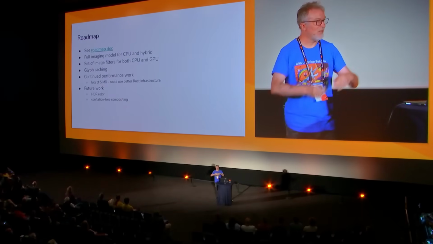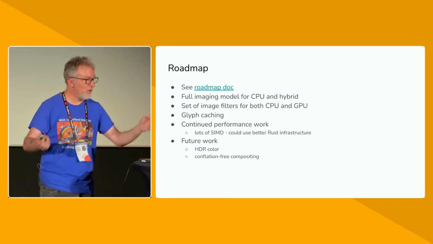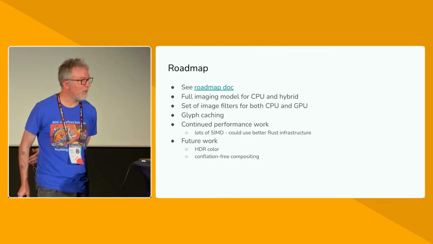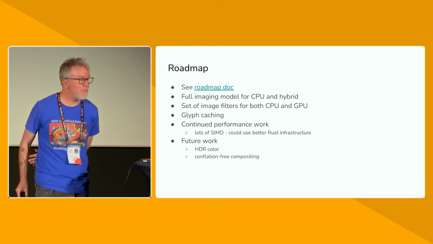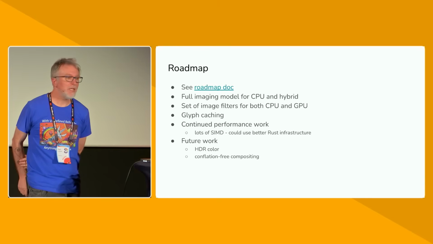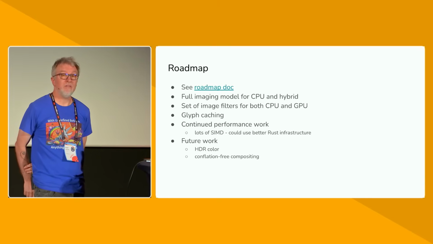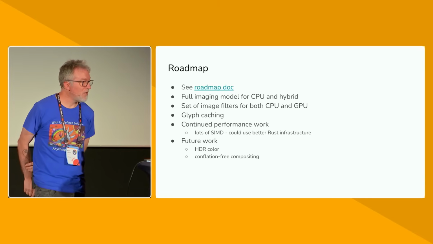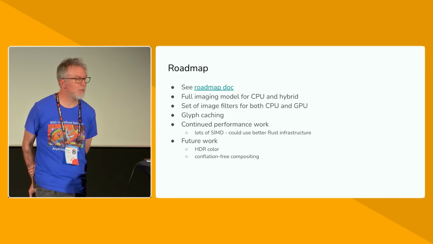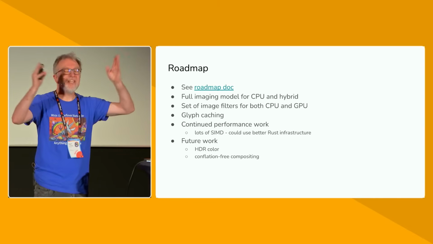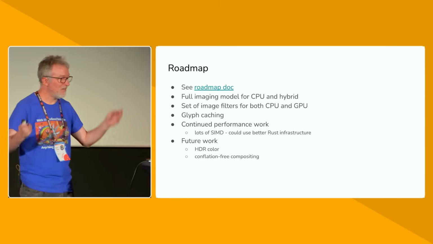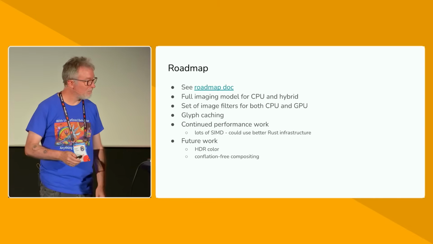Roadmap, we have, of course, a lot of ambitious stuff we want to do. There's a full roadmap doc that you can go to. We want to really complete the imaging model. It's really almost done for CPU, but really complete it on hybrid. Build a set of image filters for both the CPU and the GPU modes, things like blur and stuff like that. Obviously, we want to do a lot of performance work, including the glyph caching, and then some really advanced things like HDR color and conflation-free compositing for the future.